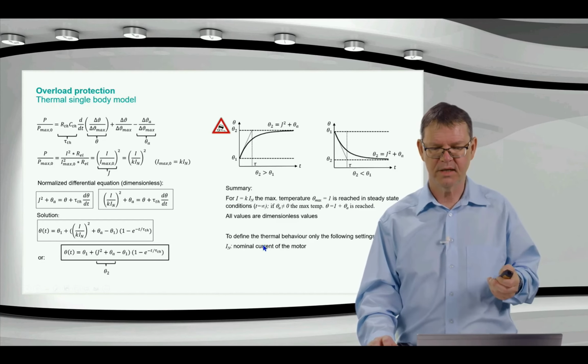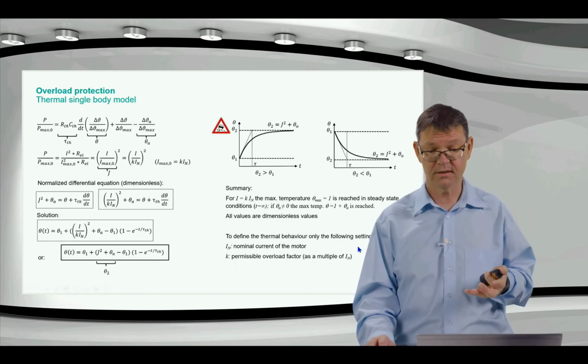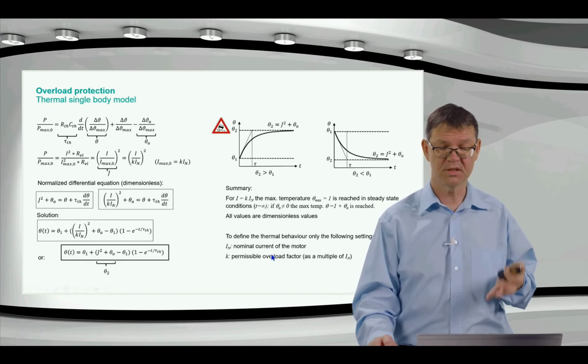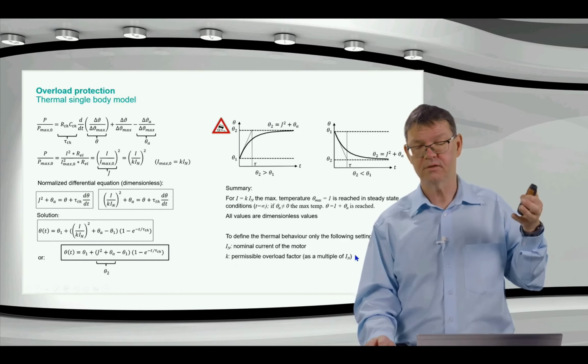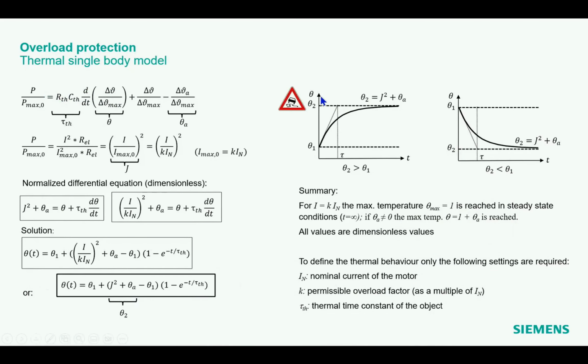And yeah, to define the behavior, as I already mentioned, I need a nominal current, I need the k factor, k times In is the maximum permissible current at reference temperatures, and the thermal time constant. The time constant you see also here in this E function. If the time constant is bigger, then the E function will start here and end at the same level of the temperature, but it will be slower. You can construct it here in the way I did it here. So this is then the tau again.